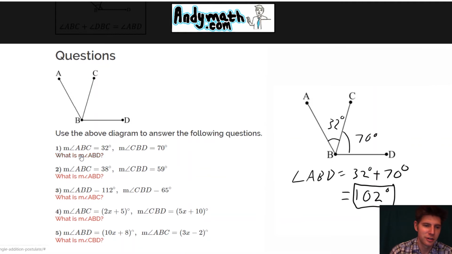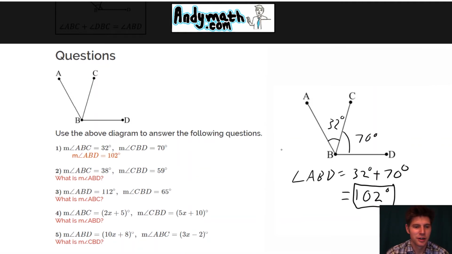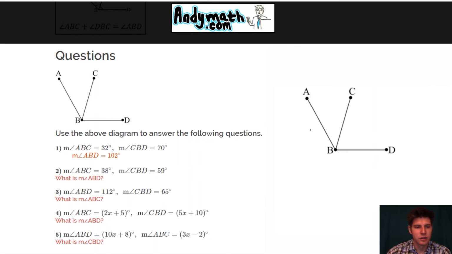And we can check it. Yep, 102 degrees. So now we can look at another one, number 3. So the difference here is they're giving us ABD, which is the whole thing, is 112. And CBD is 65. And they want to know what is ABC.